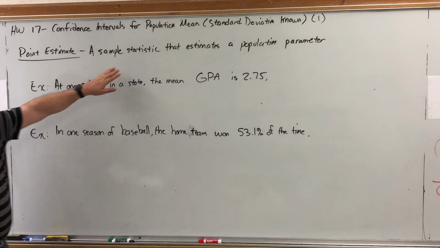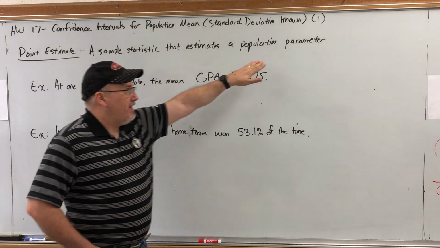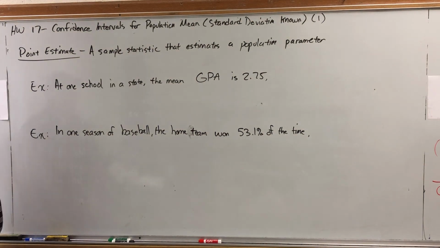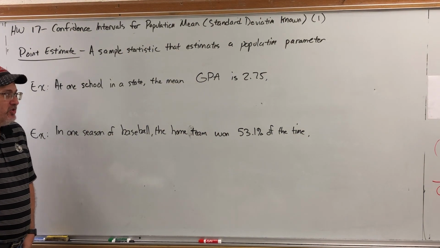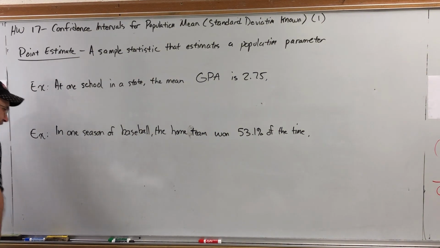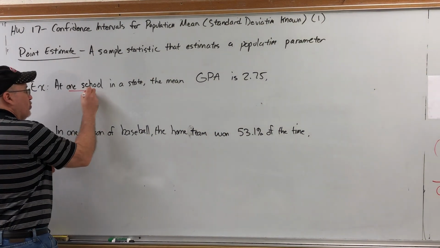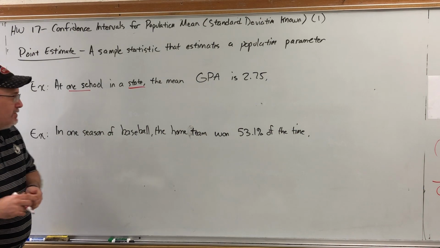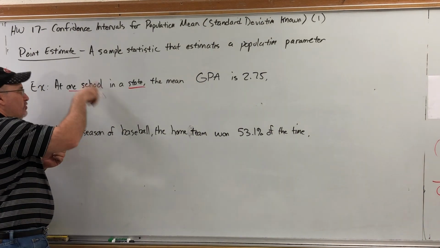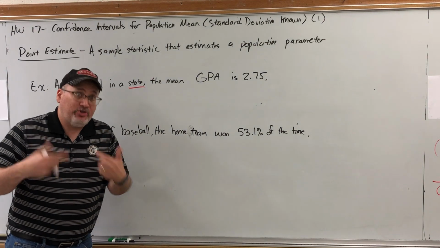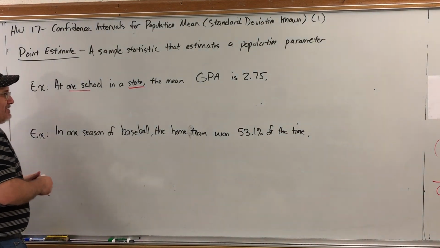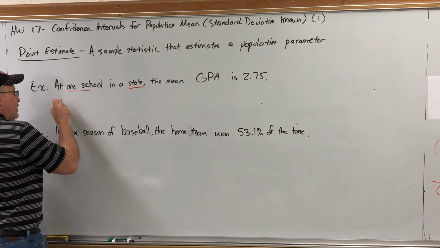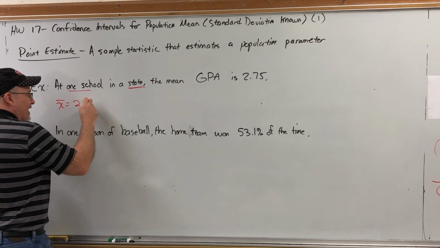To put it simply, a point estimate is a sample statistic that estimates a population parameter. For example, at one school in a state, the mean GPA is 2.75. If we were to consider this one school within the state to be a sample of all schools in the state, or rather the students at this one school to be a sample of all students in the state, then we could say that this 2.75 is a sample mean. In other words, x bar is equal to 2.75.